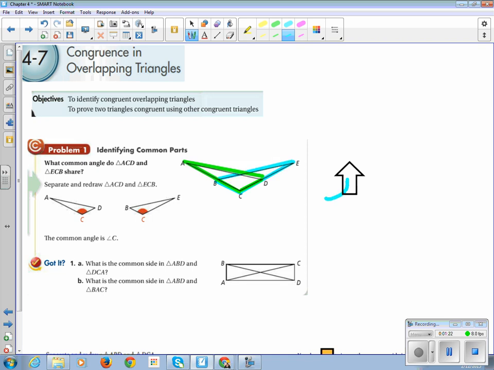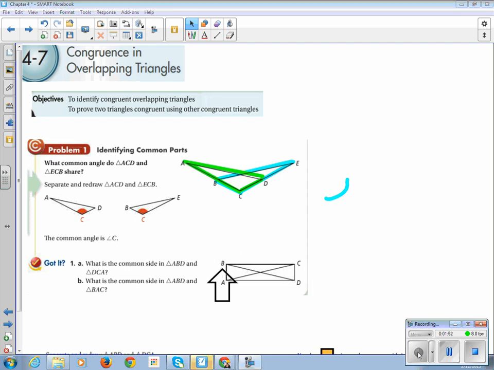So what we do is we take our first triangle in green here and we redraw it, ACD, all by itself, not inside the figure. We take the second triangle, BCE, and redraw it by itself. The angle that we've written twice is our shared angle. So in that case, it's angle C.